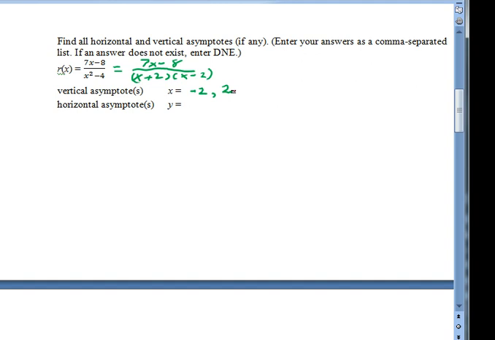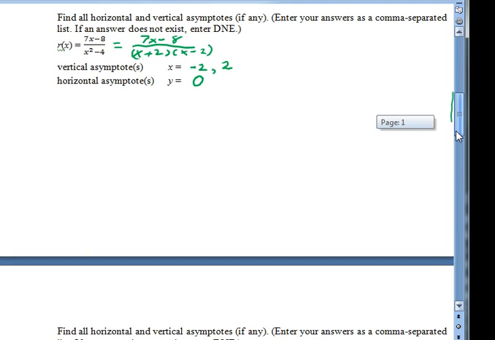This time, the degree of the numerator is 1, the degree of the denominator is 2, and so the quotient, if we divided, would be 0. And so y equals 0 is the horizontal asymptote. Actually, any time the degree of the numerator is less than the degree of the denominator, the horizontal asymptote is going to be y equals 0.